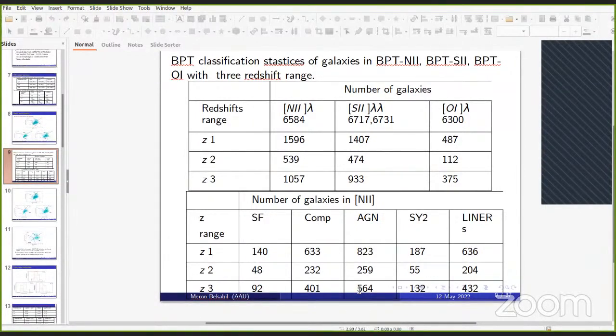I have more sources at low redshift because SDSS DR8, Sloan, is more complete up to 0.1, so you increase the number of sources. When you go to high redshift, we will have observational biases and so on. So I think we lose many sources at high redshift when we do the analysis.